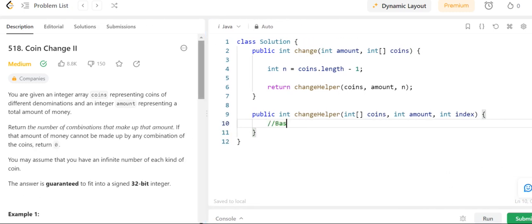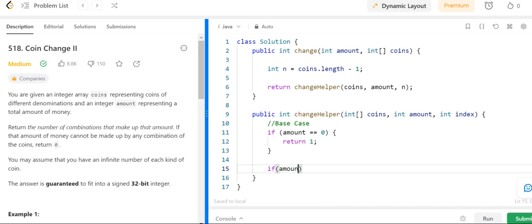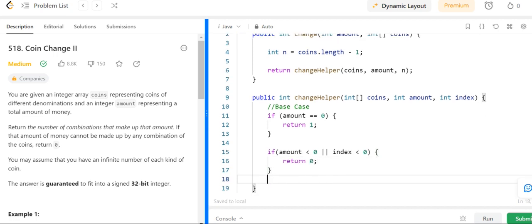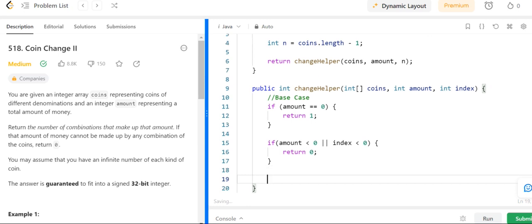Let's write our base case. If amount is equal to 0, that means I found a combination, so return 1. But if my amount is less than 0 or my index is less than 0, right? That means I am done with all the coins. I don't have any more coins left if my index is less than 0. I'm going to return 0 because there's no combination which can add to that amount.